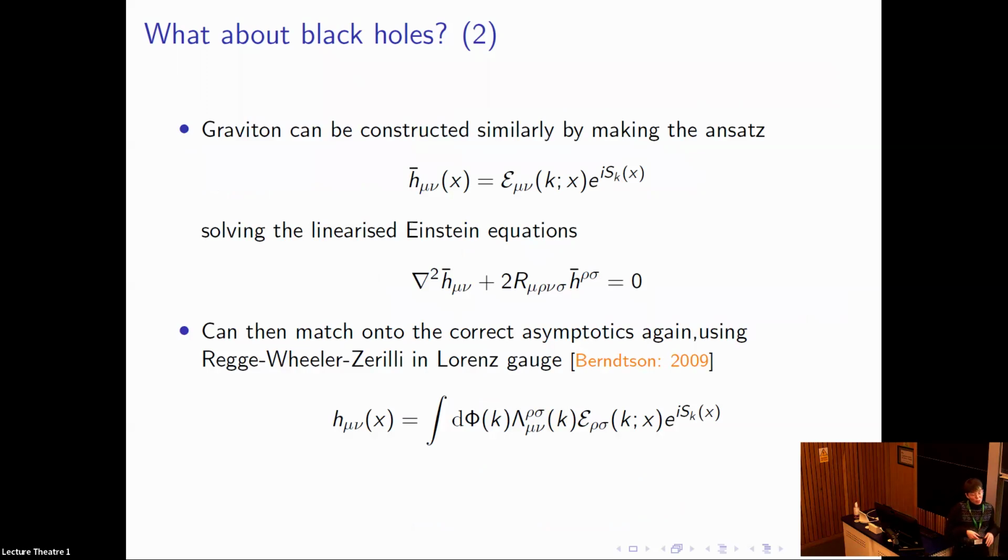And then the graviton can be constructed similarly. The one subtlety here is that we don't actually have an H bar in our equation of motion anymore, but we make this ansatz to make it look like dressed regularization inspired by the plane waves case. So we can then solve this. We did this order by order in G, and then match this onto the correct asymptotics again. So you can match it onto Regge-Wheeler-Zerilli in the Lorentz gauge, for example, if you're very enthusiastic about this.